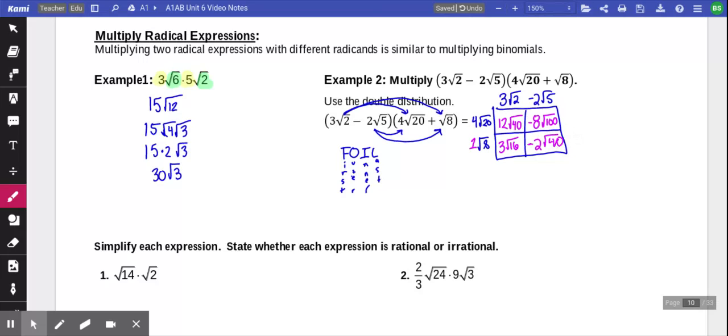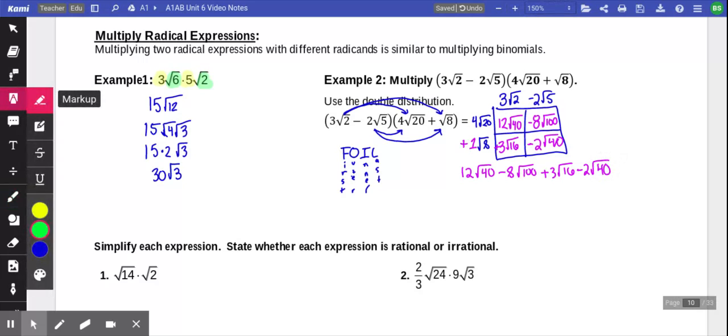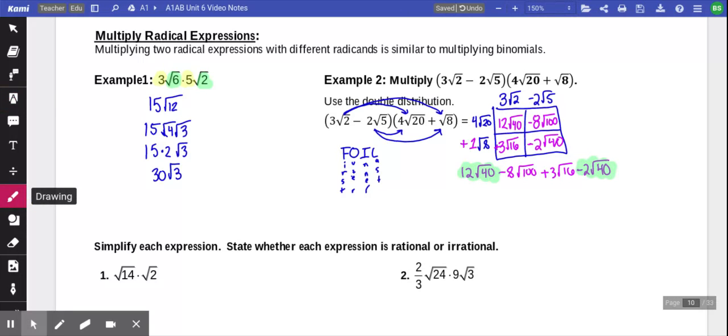So I'm going to take this out of the box. Any positive term, if you wanted to, you could write a plus to represent positive. But what we get is 12 radical 40 from the top left, minus 8 radical 100, plus 3 radical 16, minus 2 radical 40. We can do a few things here. One thing we can do is combine the like terms, and we can subtract 12 radical 40 minus 2 radical 40 since they have the same radical. That would come out to be 10 radical 40.